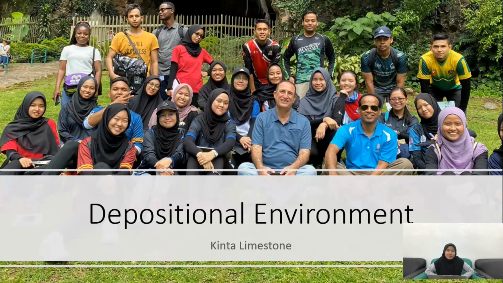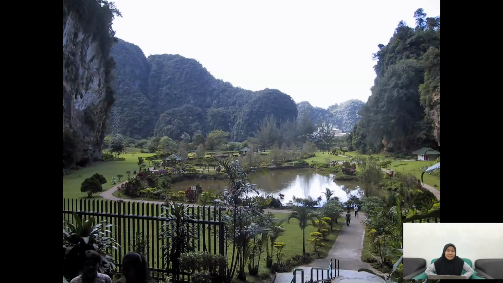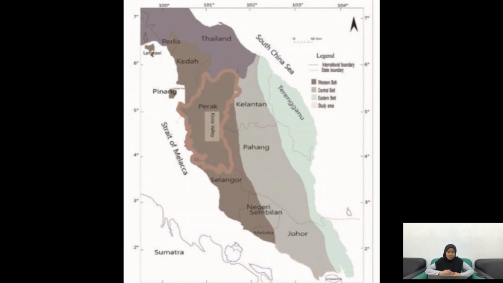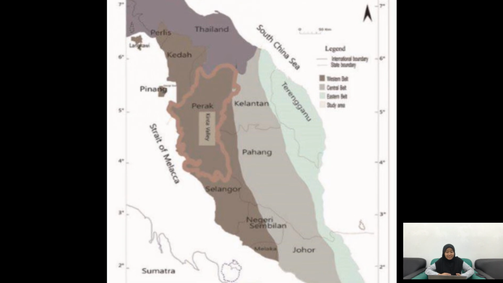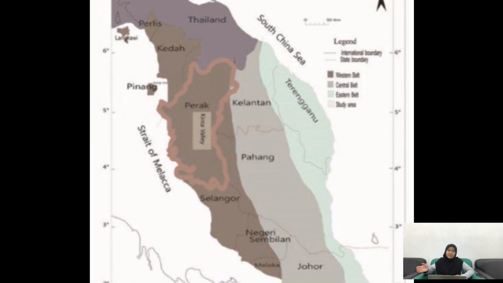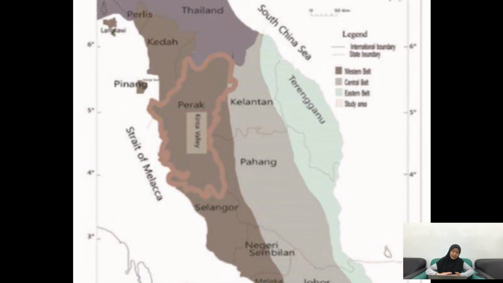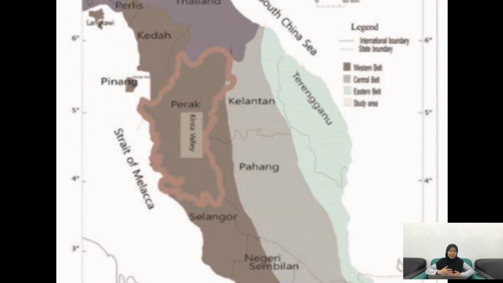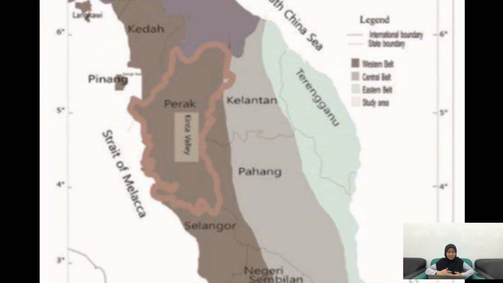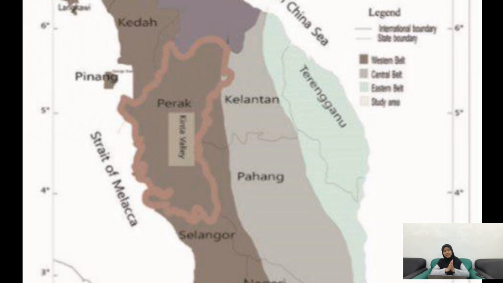Introduction for this video, I will explain first about Kinta limestone. Basically, Peninsula Malaysia is divided into three parts of tectonostratigraphic belts, which are Western, Central, and Eastern. And the Kinta limestone is a Paleozoic succession located within the Western belt.